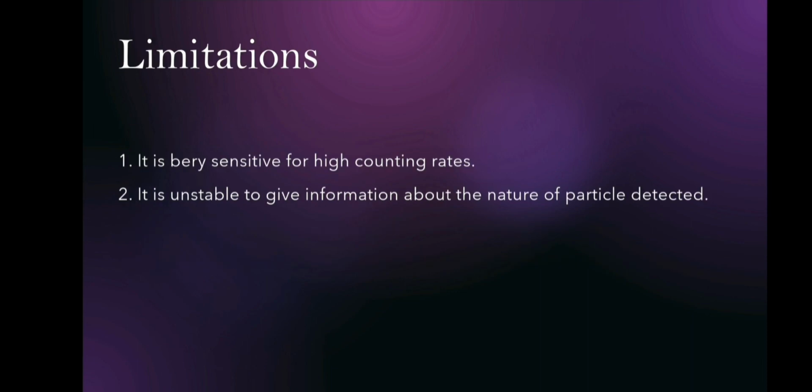And the limitations: it is very sensitive to high counting rates. And the last thing, it is unable to give information about the nature of the particle detected. The Geiger Muller counter cannot give us any information about the nature of the incoming radiation.